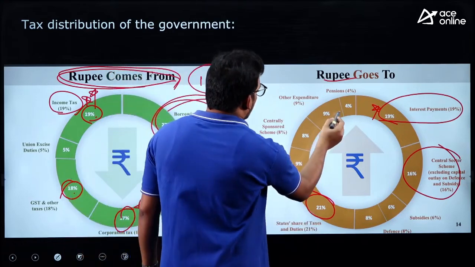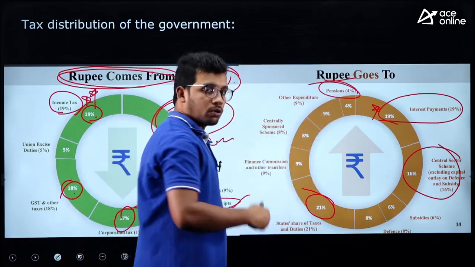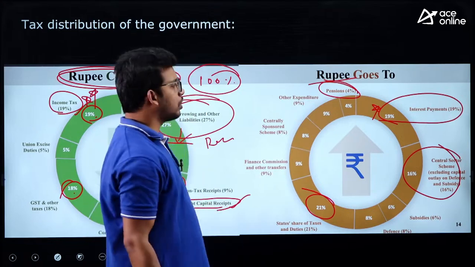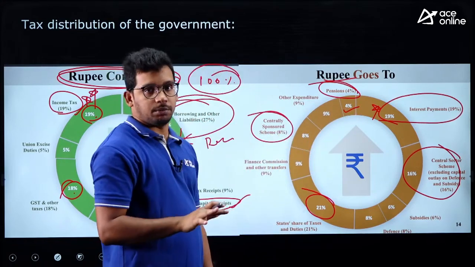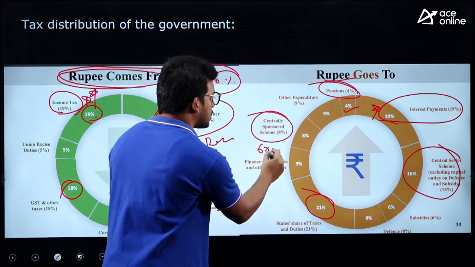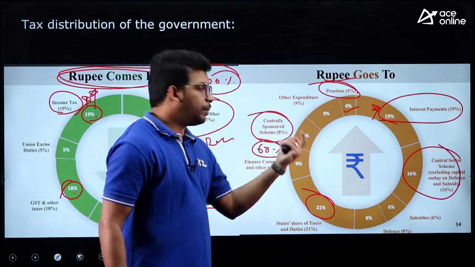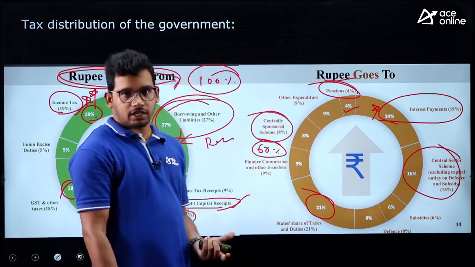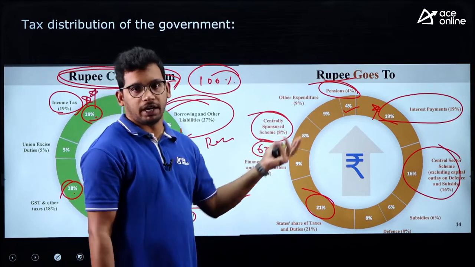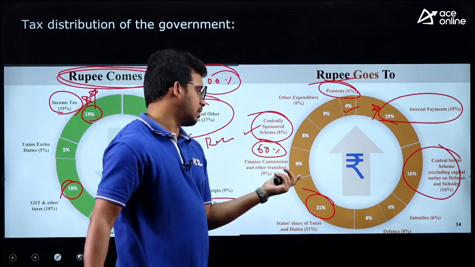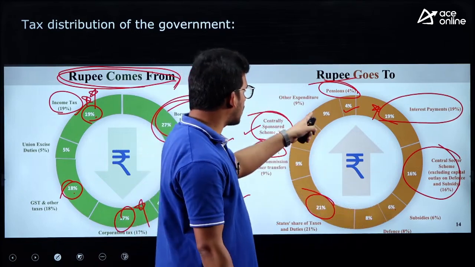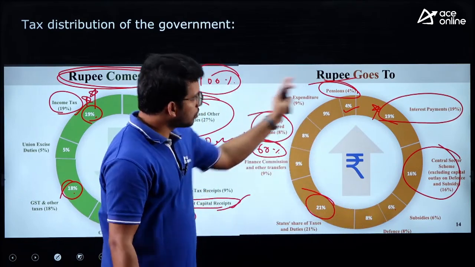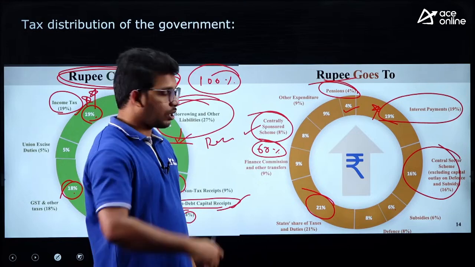Then what else is there? Pensions, the total pensions for military, government employees and all, 4% is given. Centrally sponsored schemes means 60% of the fund is given by the center. This is given to the states for scheme implementation, right. This is 8%, right. Next one, defense expenditure, subsidies, you can see here, other expenditure 9%. So this is the distribution of the government expenditure.